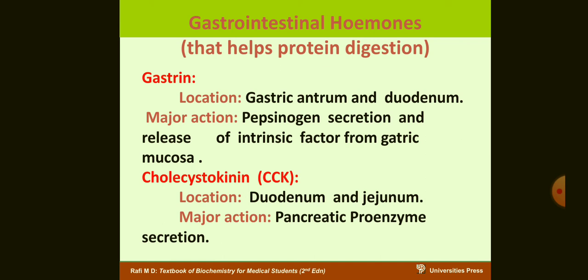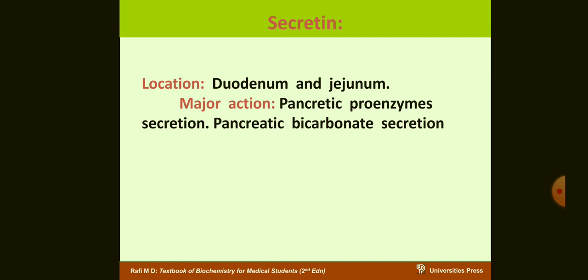The second hormone, cholecystokinin, CCK, its location is duodenum and jejunum. Its major action is pancreatic proenzyme secretion. The third hormone is secretin. Its location is duodenum and jejunum. The major action is pancreatic proenzyme secretion, pancreatic bicarbonate secretion. These are the three hormones which take part in the amino acid absorption phenomena.